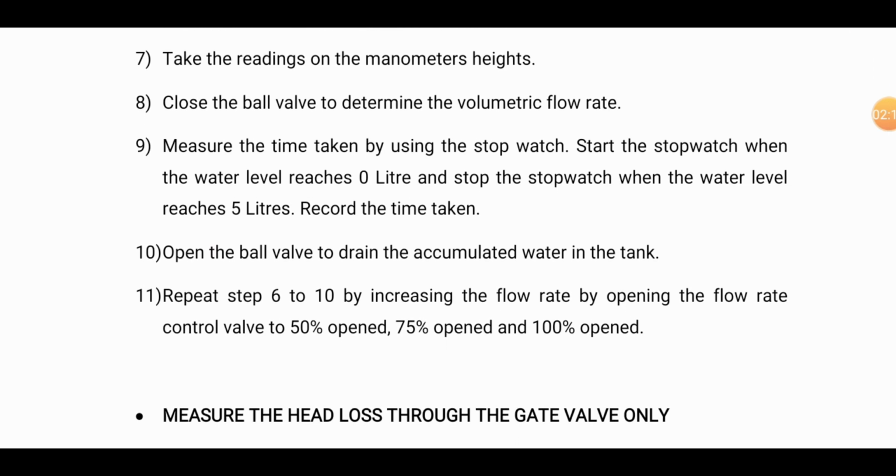And last, step 11, repeat the step above, starting from step 6, but increase the flow rate by opening the flow rate control valve to 50% open, and then 75% open, and then 100% open. And we are done for the first experiment.